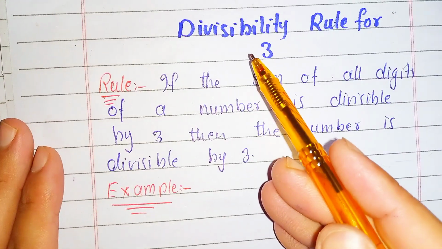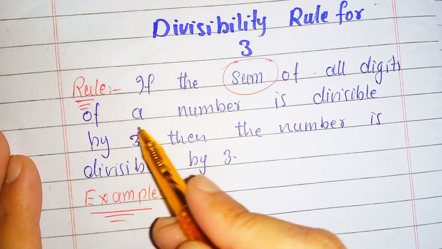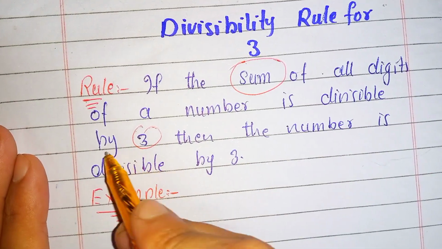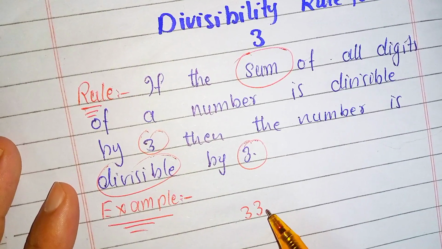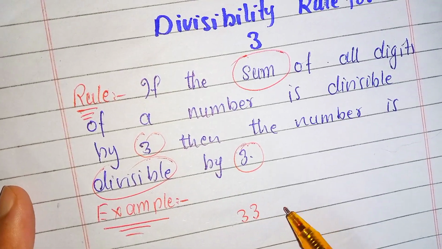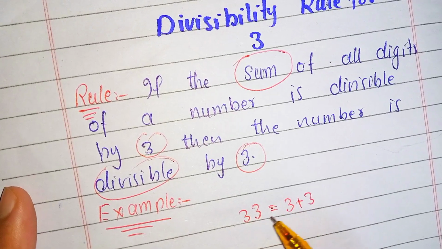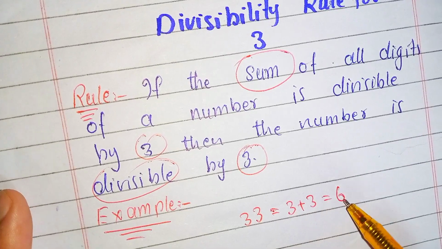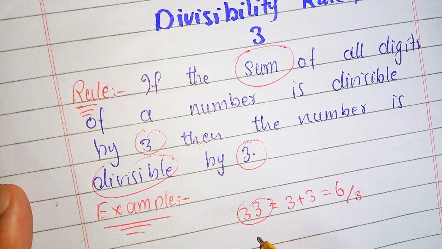Now we are discussing the divisibility rule for 3. If the sum of digits of a number is divisible by 3, then the number is divisible by 3, right? Let's see an example, 33. We check whether this number is divisible by 3 or not. 3 plus 3 is 6, and 6 is divisible by 3. So we can say that 33 is divisible by 3.